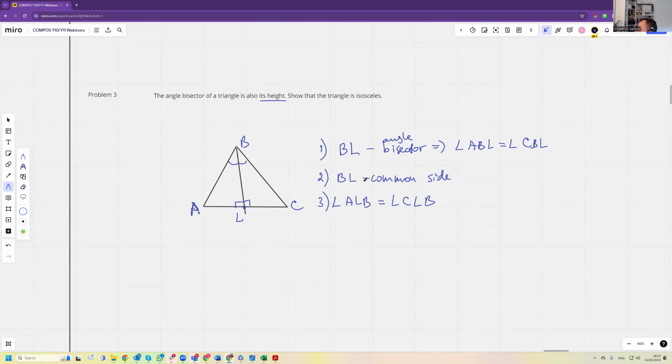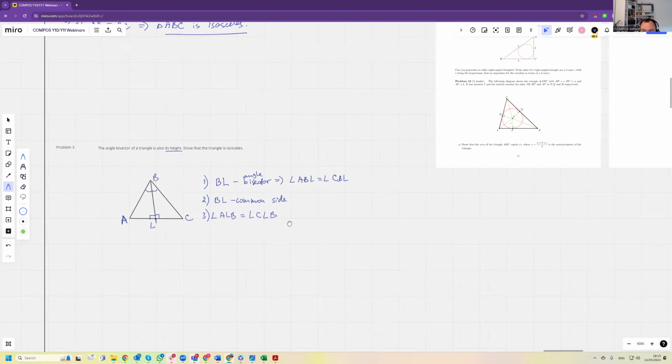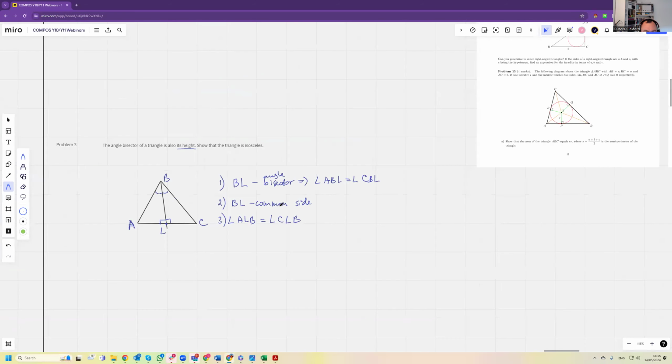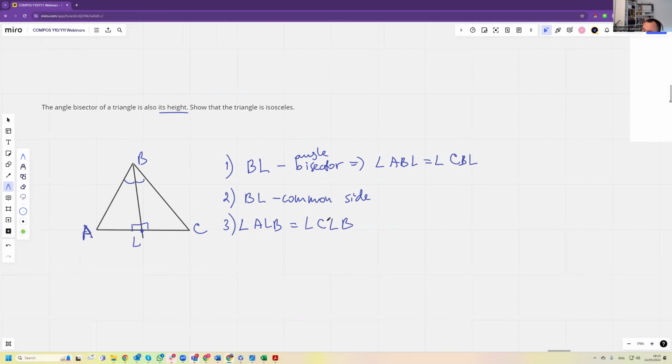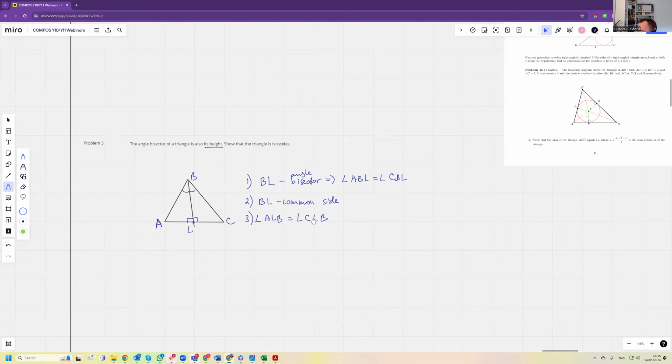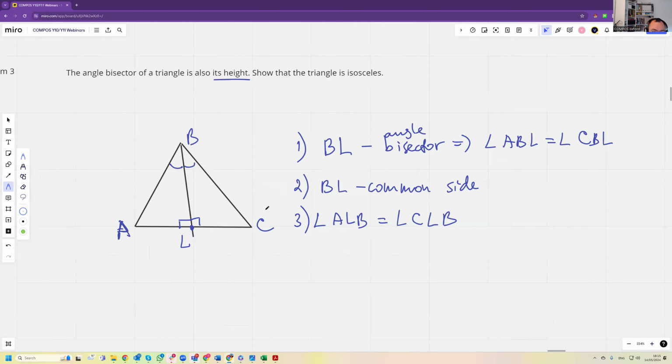Oh, should we try it on Miro? We could actually try it on Miro. Why not? Well, I kind of already did it, but yes, it's ASA.